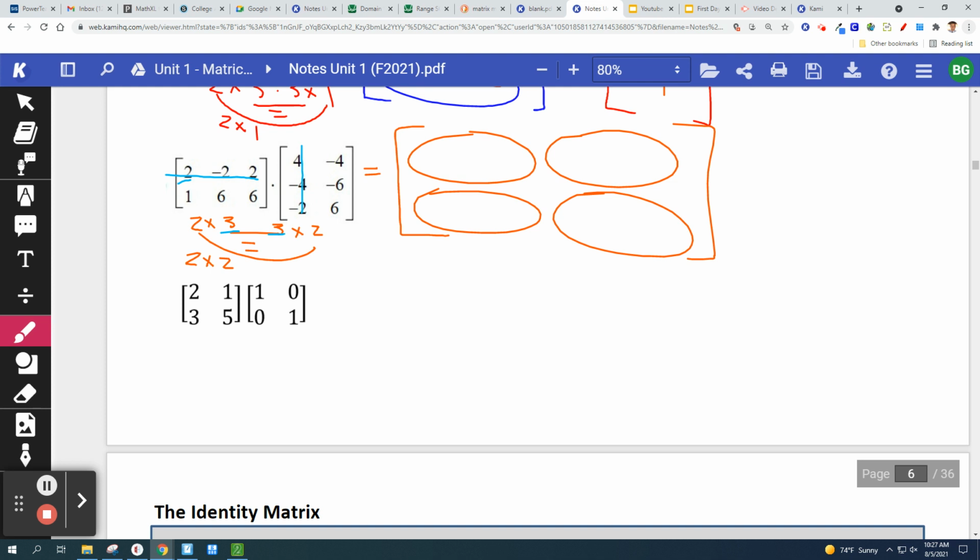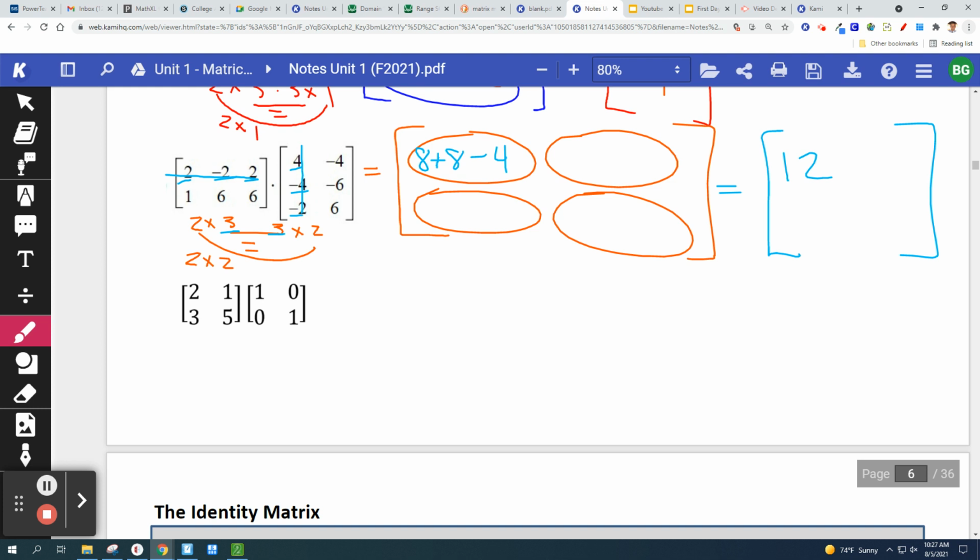That's going to be 8 plus 8. 2 times negative 2 is negative 4. 8 plus 8 minus 4, that's 16 minus 4, that's 12. So I know my 1, 1 element is 12.